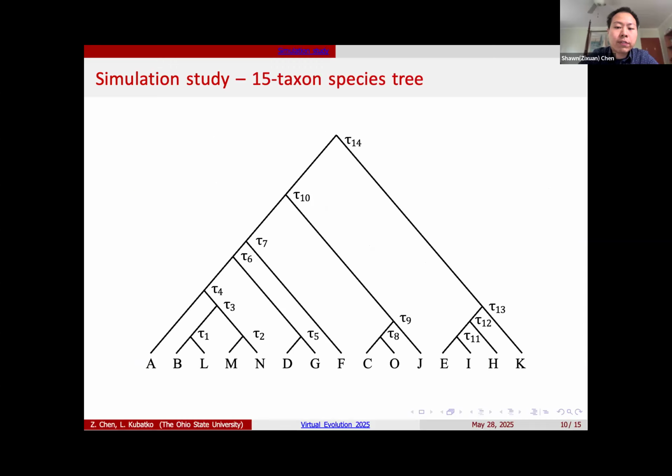And this is our 15 taxon species tree that is used in this simulation study. Speciation times are labeled numerically by post-order traversal, and we will have 14 speciation times, tau 1 to tau 14, and 1 population size parameter, theta. And to save space, we only show the results for speciation times, tau 1 to tau 6.